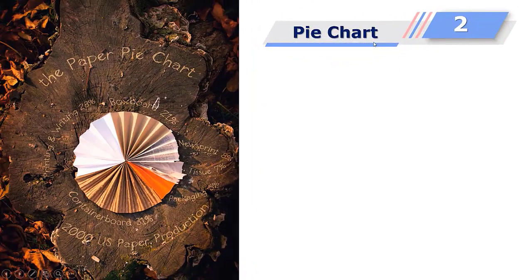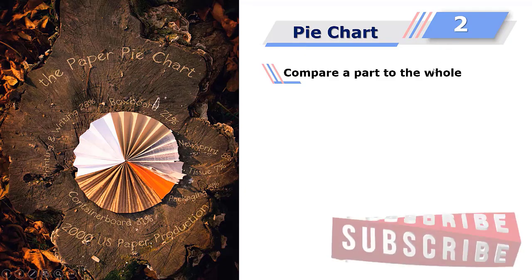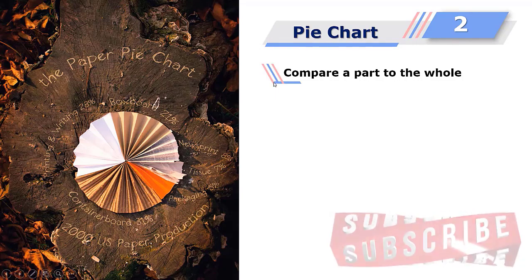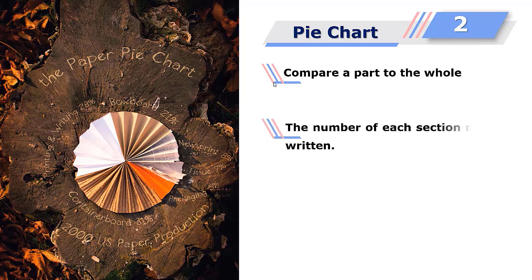And the second chart is a pie chart. It is a really practical chart and it can be used to show percentages, and it can be a suitable chart for you if you want to compare a part to the whole. Pay attention to write the number of each section in the pie chart, because we are not able to figure out the percentage of a part from the whole.